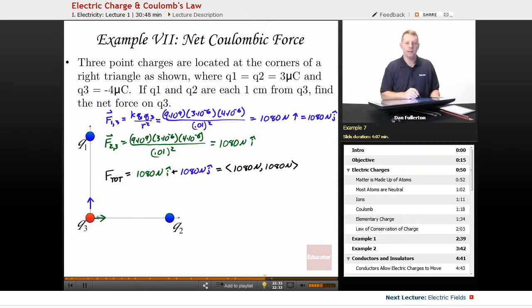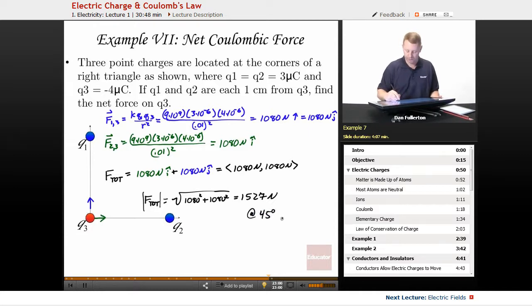And if we wanted to know the magnitude of that force, well, we have 1,080 newtons up, 1,080 newtons to the right. This makes a right triangle. We can use the Pythagorean theorem to figure that out. The magnitude of that total force is going to just be the square root of 1,080 squared plus 1,080 squared, or about 1,527 newtons. And the direction is going to be at an angle of exactly 45 degrees north of east. Something like that, 1,527 newtons. One to the right, one up, the combination.